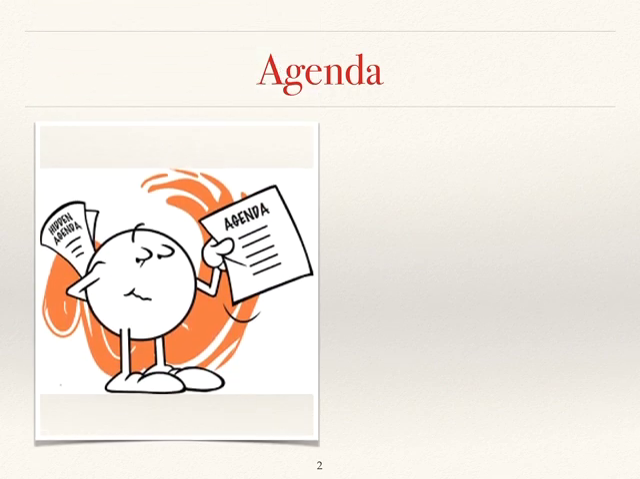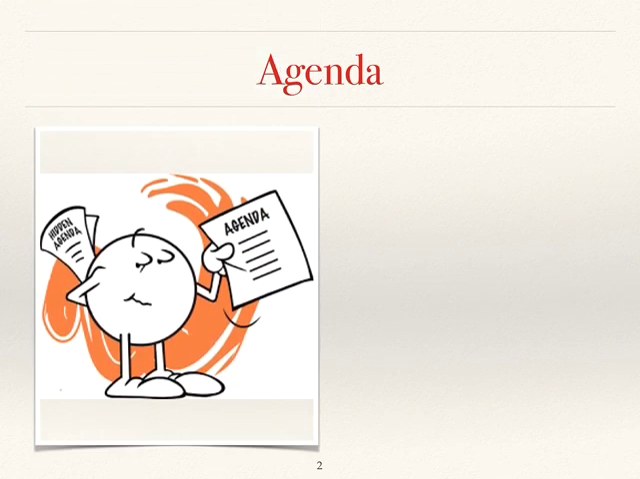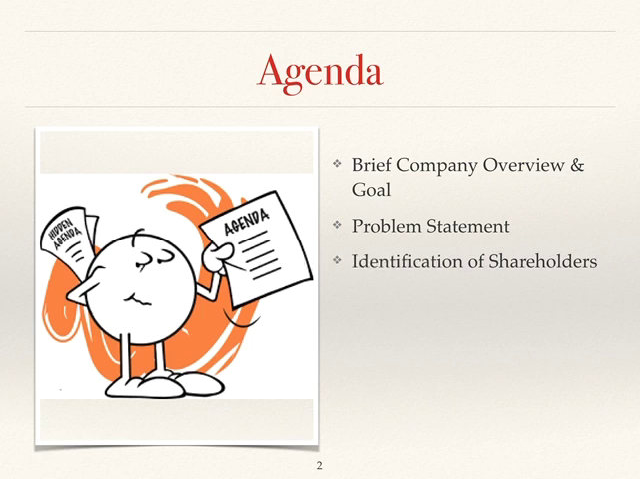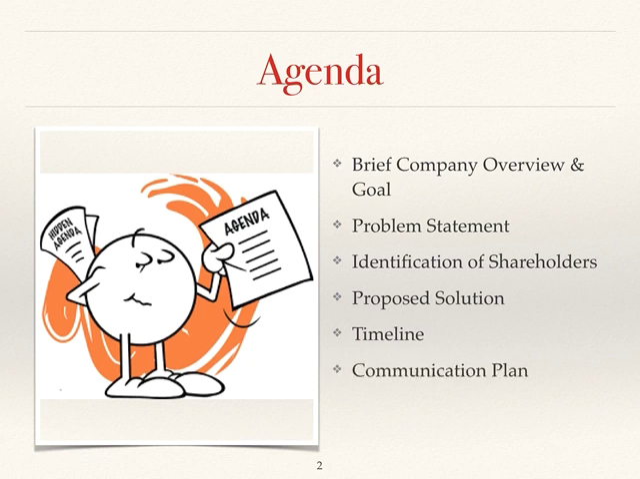To begin, we will go over the agenda for this meeting. First, we will very briefly go over the company overview and goal. Then we will assess the problem statement, followed by the identification of our stakeholders. Next, we will go over the proposed solution to the problem. Then we will look at our timeline for the project. Next, we'll go over the communication plan. And finally, we'll close out the meeting with any questions you may have.